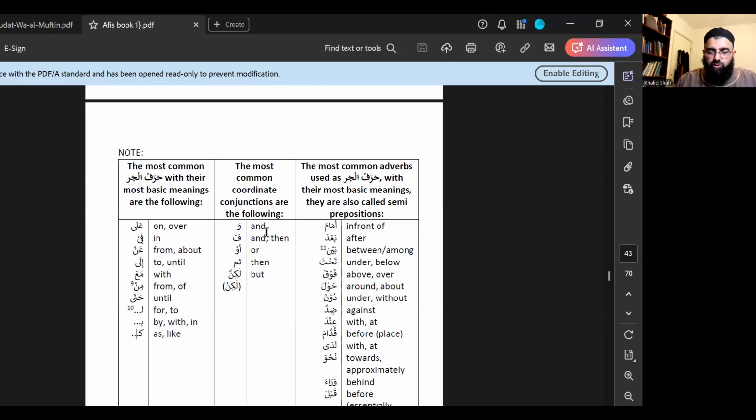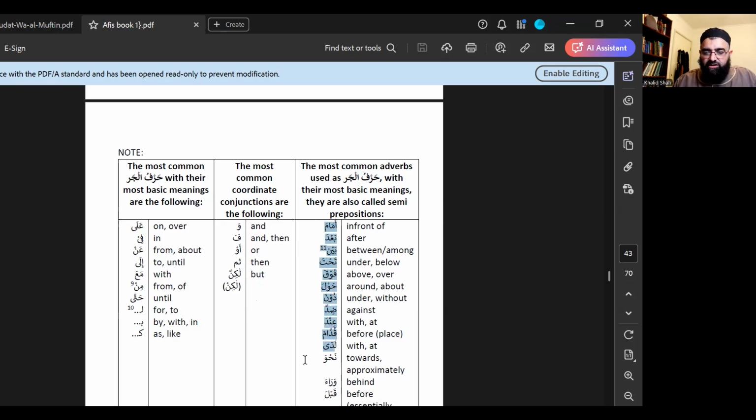These are the most common coordinate conjunctions: wa, and, fa, and then. Fa also can just mean and, and it can also, similar to thumma, show order. This is done, fa, then this is done, and thumma as well. Or lakinna, and lakin means but.